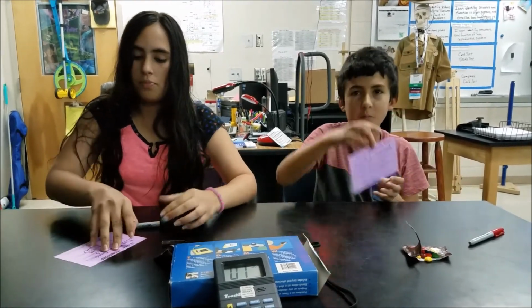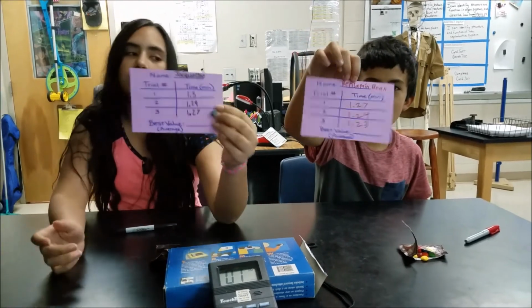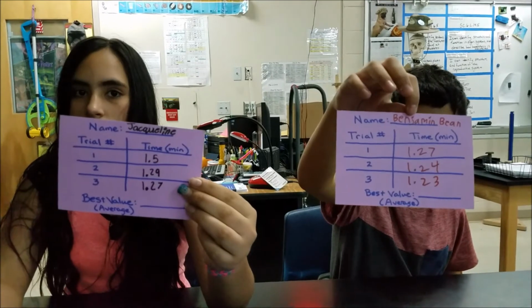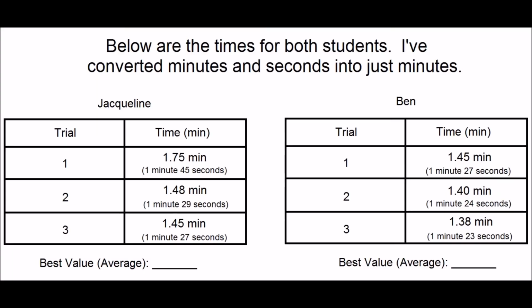Okay, so can you each hold up your cards so the camera can see them? All right, so those are their numbers. They look exactly like the data charts that are on your paper. I'm going to leave it on here for just a second while you guys write these down.